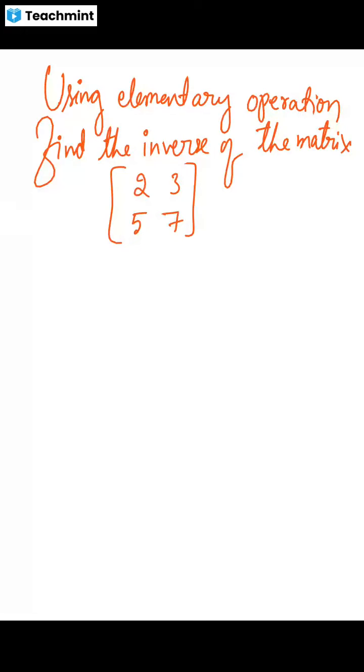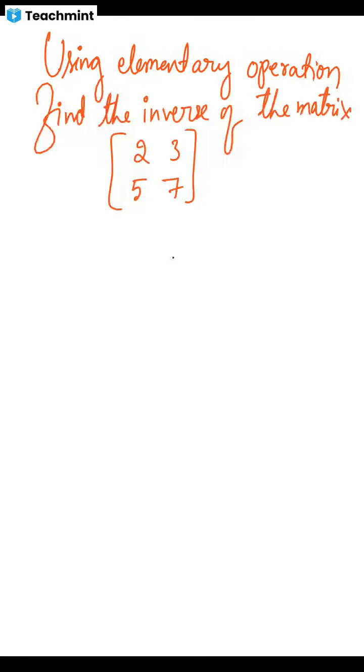The second example: using elementary operations, find the inverse of the matrix 2, 3, 5, 7. As we know the procedure, take the given matrix as A. Then consider this equation: A is equals to IA.